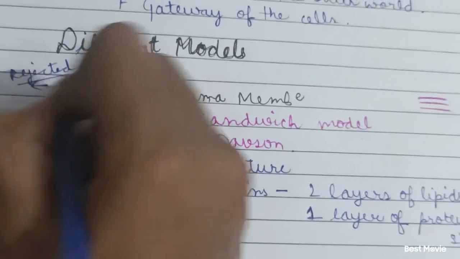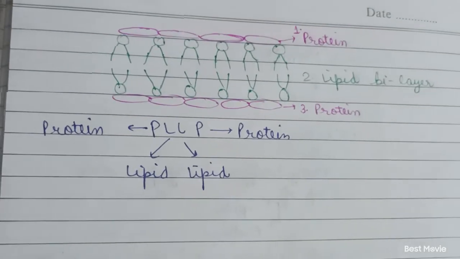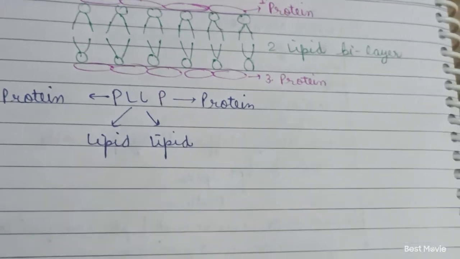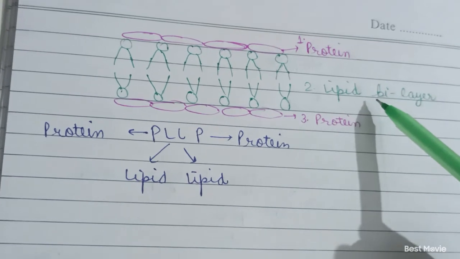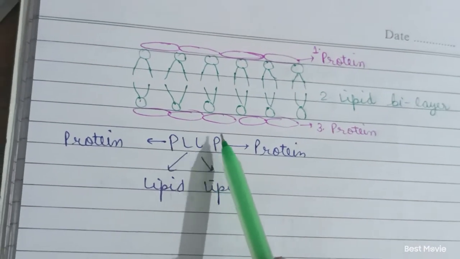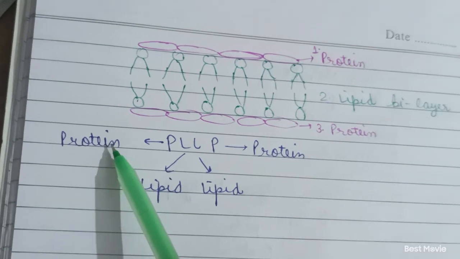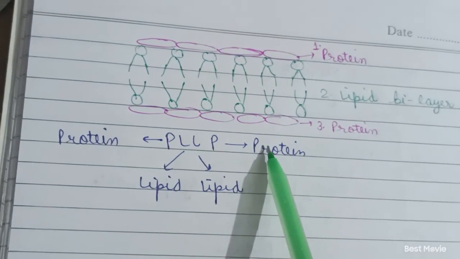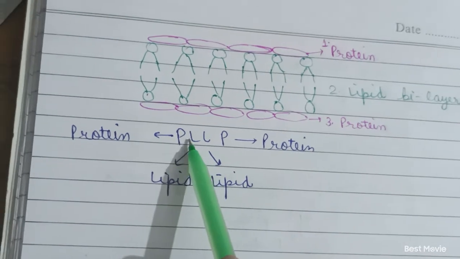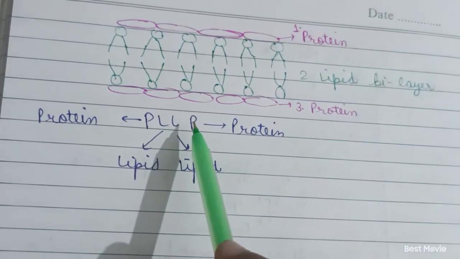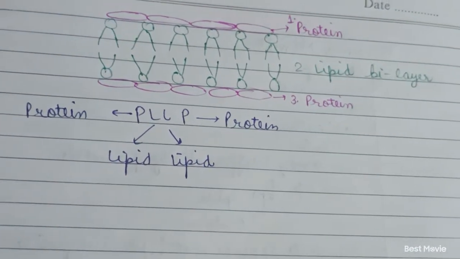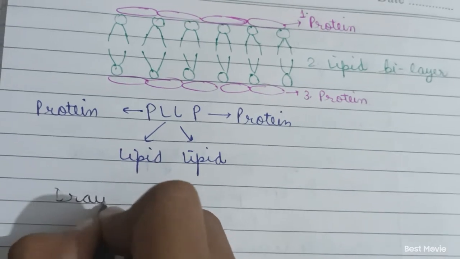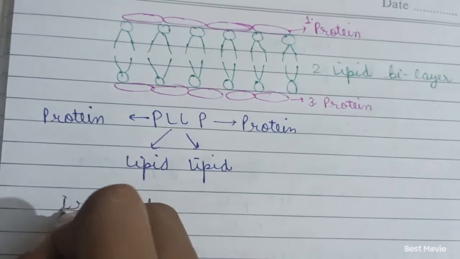So what we have here is the diagram of the sandwich model. These are two outer layers of proteins and this is the inner bilayer of lipids. It is also called the PLLP model, where P represents the first layer of protein, the last P represents the third layer of protein, and LL represents the inner bilayer of lipids. Then it had certain drawbacks as well. Had it not had drawbacks, why would it have been rejected?